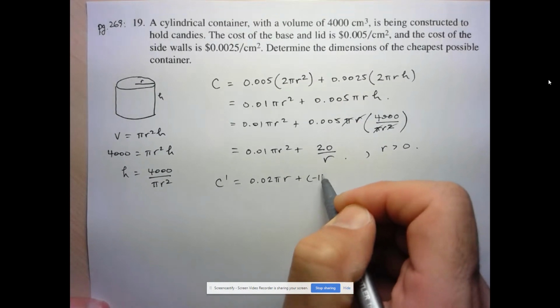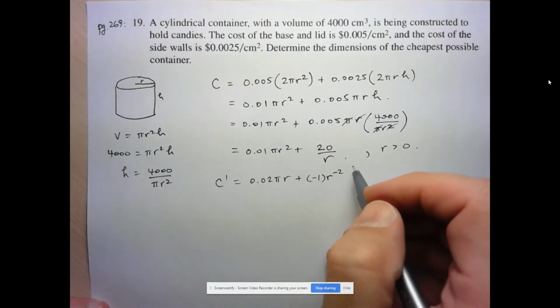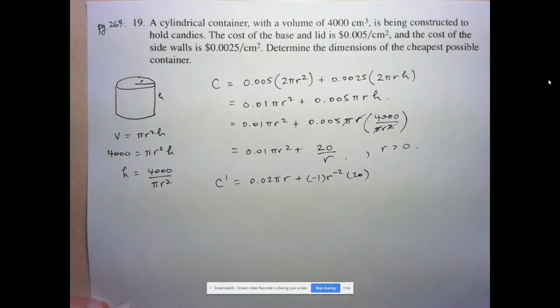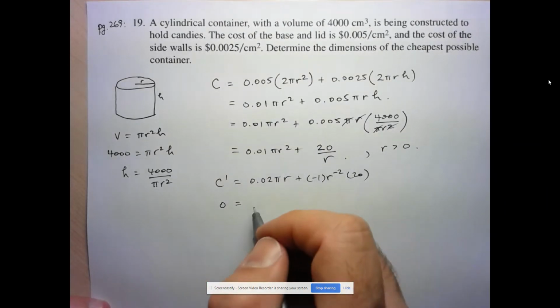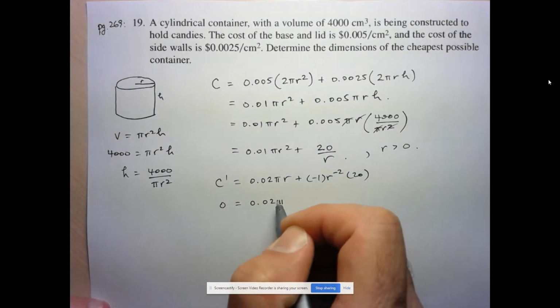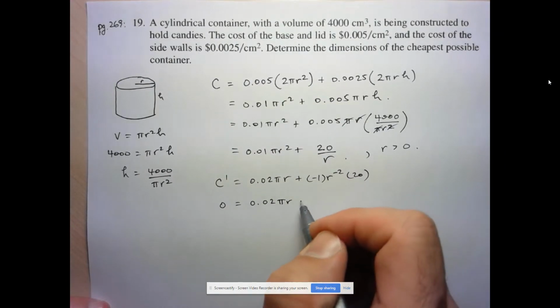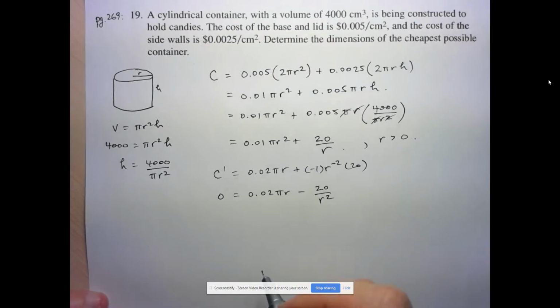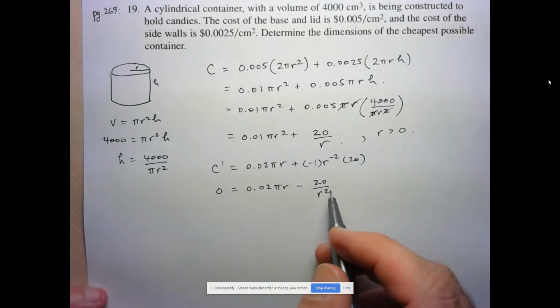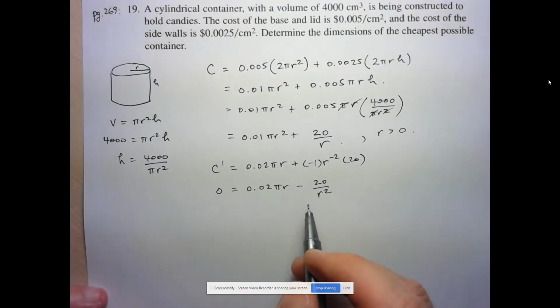So negative 1 times r to the negative 2 times my constant 20 there. Okay, and of course, in order to find the critical points, I'm going to determine where this derivative is equal to 0. So 0.02 pi r, and this is going to be minus 20 over r squared. And so we're left with this rational equation, which I'm going to solve by multiplying both sides by the lowest common denominator, which of course is r squared.